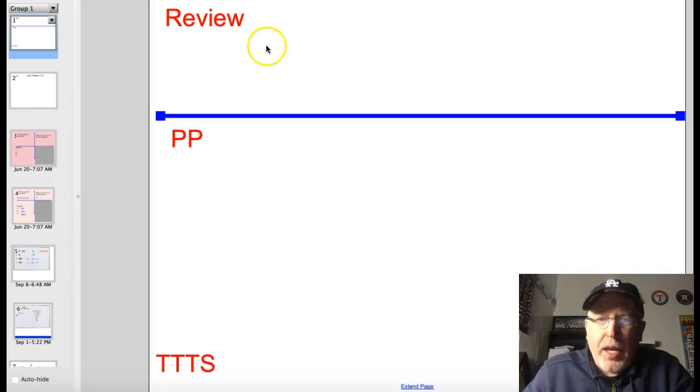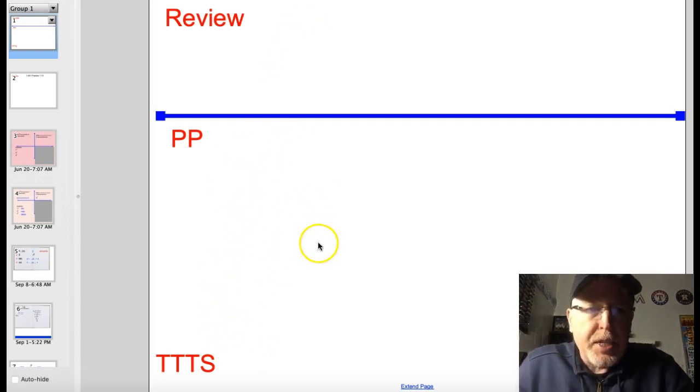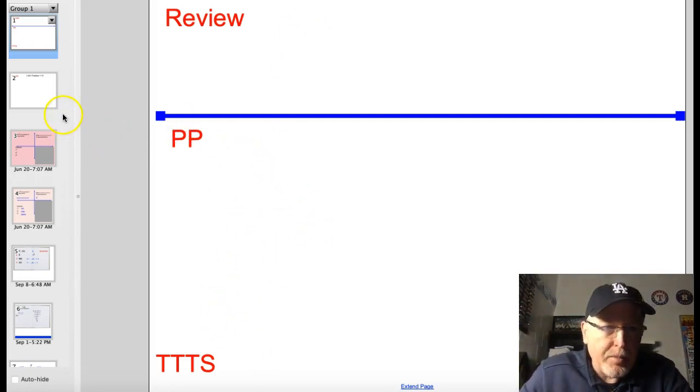So maybe you want to divide it into 1/3 and 2/3 on your first page. You can put your review problems up top. There are 3 pretty simple review problems. And then you can put your pause problems and the ticket to the show down on the bottom here.